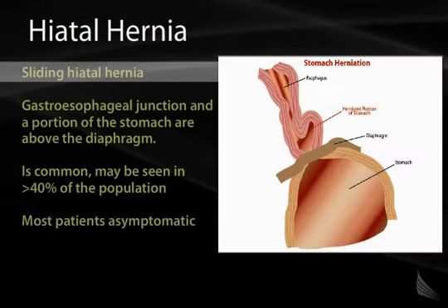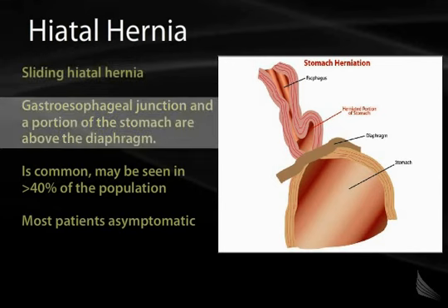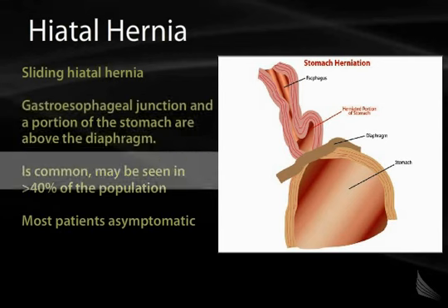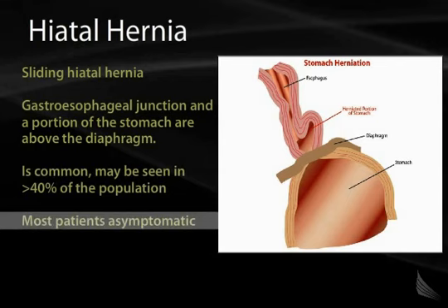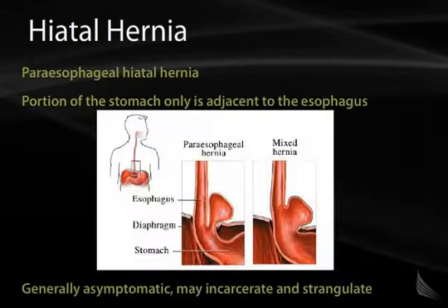As I mentioned earlier, hiatal hernias are an important cause of gastroesophageal reflux disease. There are different types of hiatal hernias. The first type is the sliding hiatal hernia, where the gastroesophageal junction and a portion of the stomach are above the diaphragm. This is a very common hernia which is seen in about 40% of the population. The important thing to remember is that most members of the population are asymptomatic with this type of hernia.